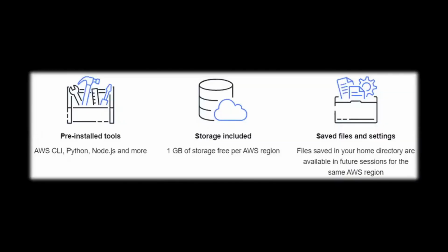So what are the basic features that we have in this AWS CloudShell? It has pre-installed tools, with the AWS CLI being the most important one, and then we have Python, Node.js, and many more things already there. It also includes 1 GB of free storage per AWS region, in whatever region we are running our CloudShell. Moreover, it saves files and settings in the home directory by default so you can use them in future sessions for that particular region. So overall, it's quite handy.